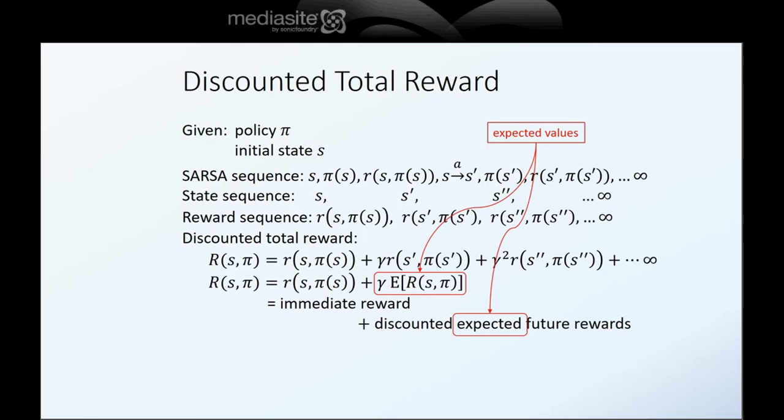So we replace this term R_s pi s, this is the recursive relationship, which is immediate reward plus discounted future total reward, with the expected value. So R pi s now is R_s of pi s plus gamma times the expected value of future uppercase R.